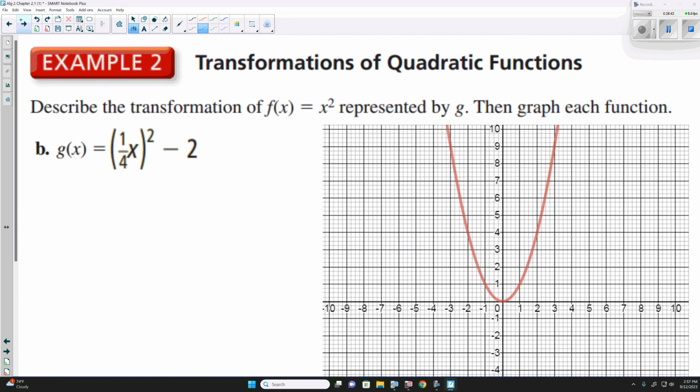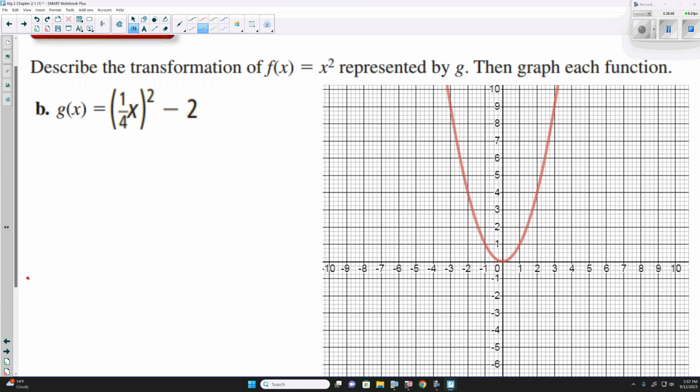Let's look at another one. 1/4 x squared minus 2. So again, the ones we really want to start out with are kind of the easier ones, up, down, left, right. Do we have a left-right movement? No, we don't have something added or subtracted to x inside parentheses, so there is no left-right. Is there an up and down? Okay, how far? Outside of parentheses, exactly what it looks like. Since we have minus 2, it is indeed moving down 2.